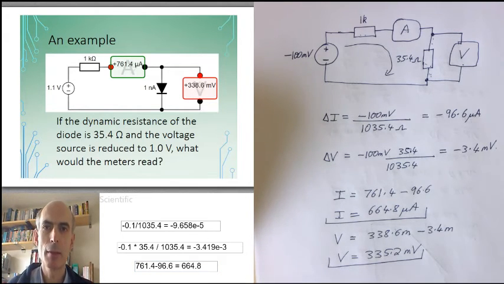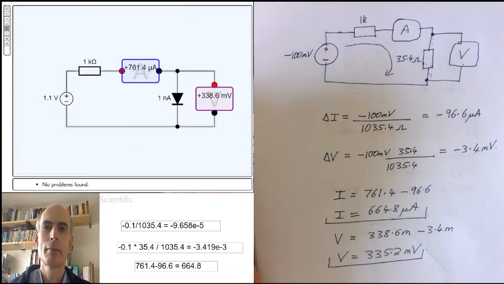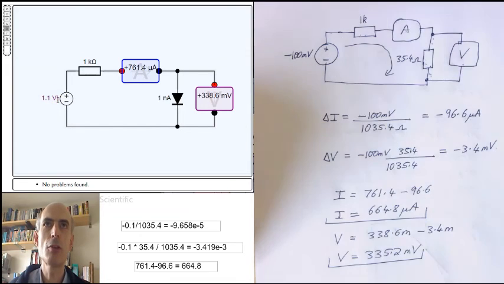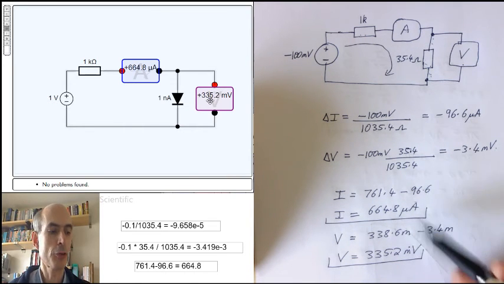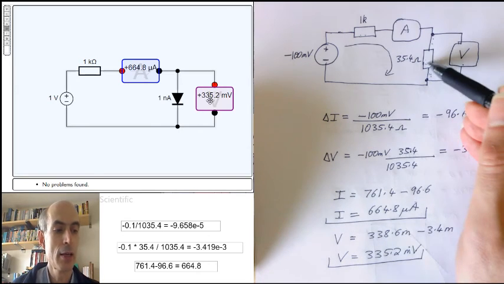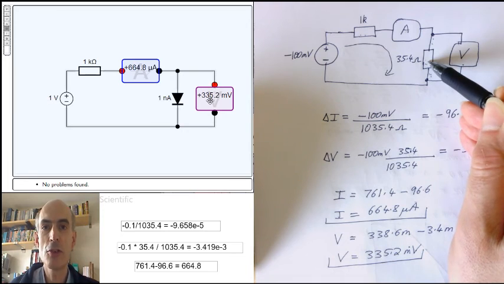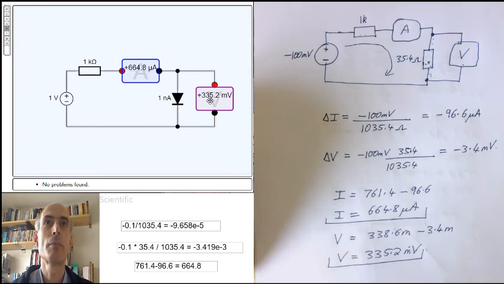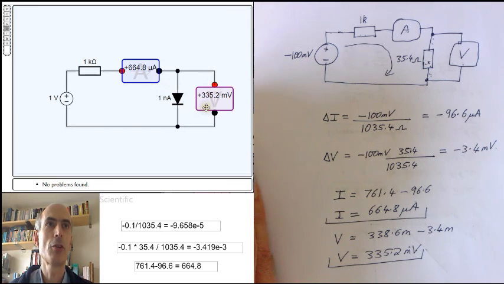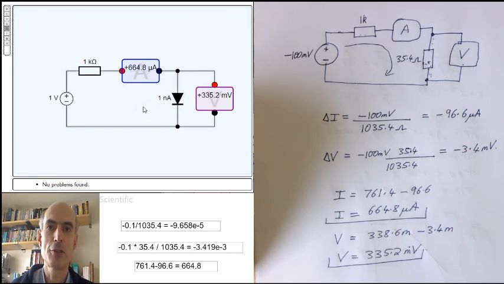Does it work? Well, once again, we can try it in the simulator. Here I've built the circuit in the simulator, and I will reduce the voltage here from 1.1 volts to 1 volt. That's the change in voltage of minus 100 millivolts. Spot on accurate. This analysis was only an approximation. It was an approximation based on the fact that the dynamic resistance of this diode didn't change significantly over the change in current flowing through it. But as you can see, it's an extremely accurate approximation to 4 significant figures in this case.